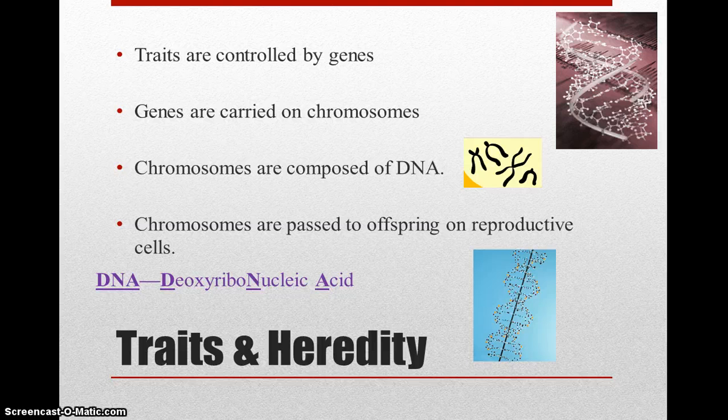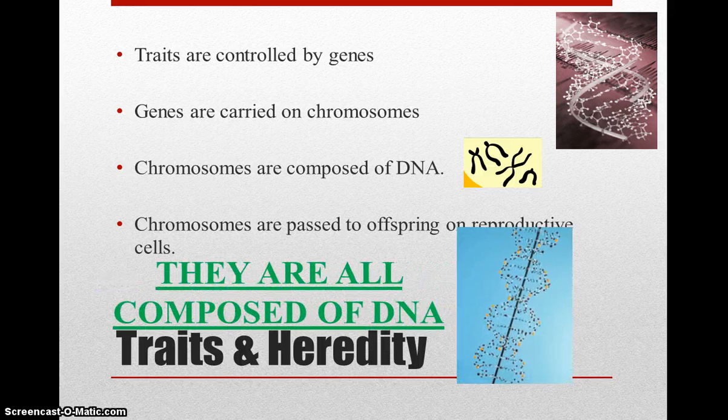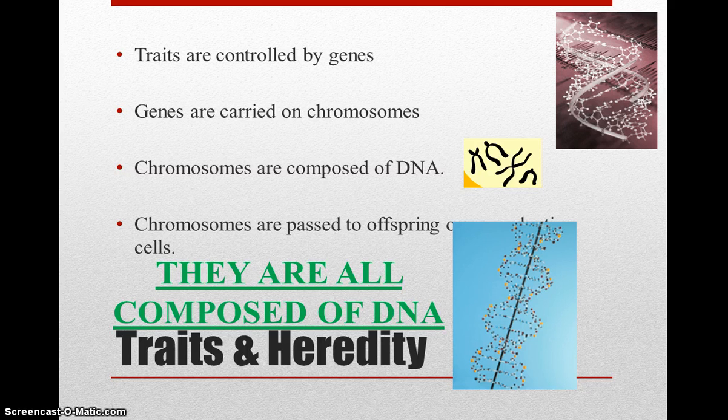So what do all of these genetic information carriers have in common? Genes, chromosomes, and DNA. Well, they're all made of the same stuff. They're all composed of DNA. Genes are just smaller parts of chromosomes, which chromosomes are made of DNA.